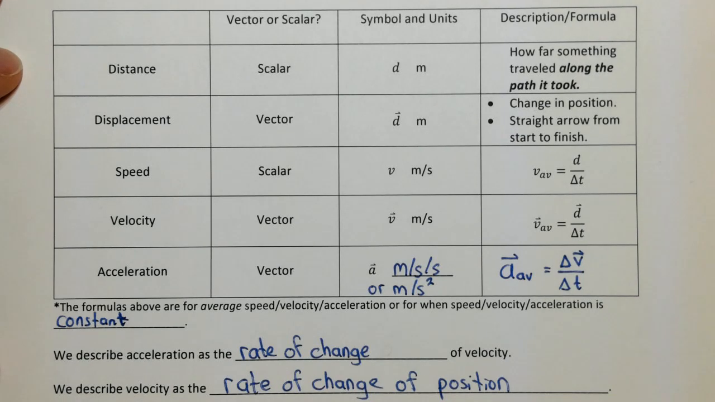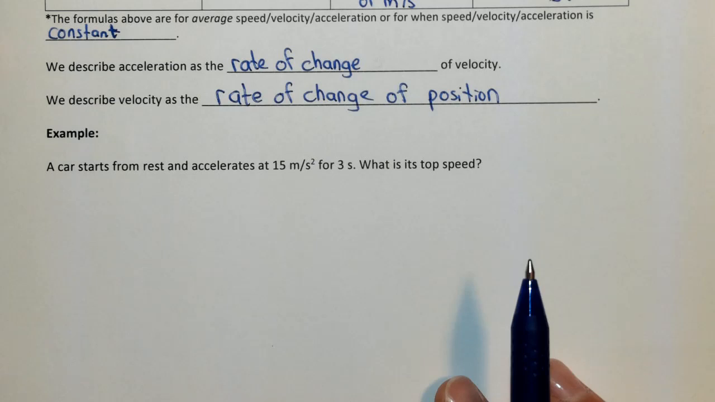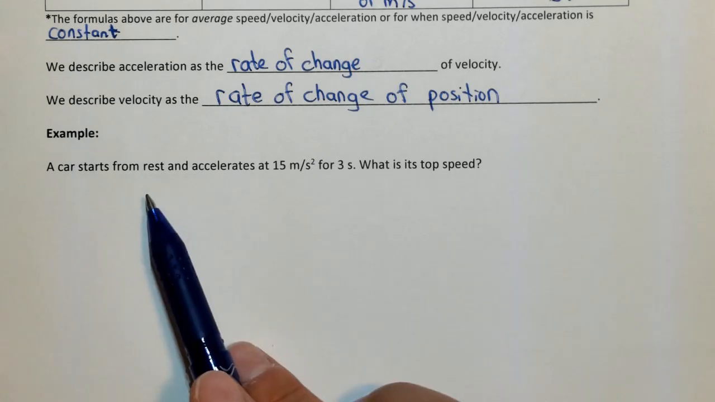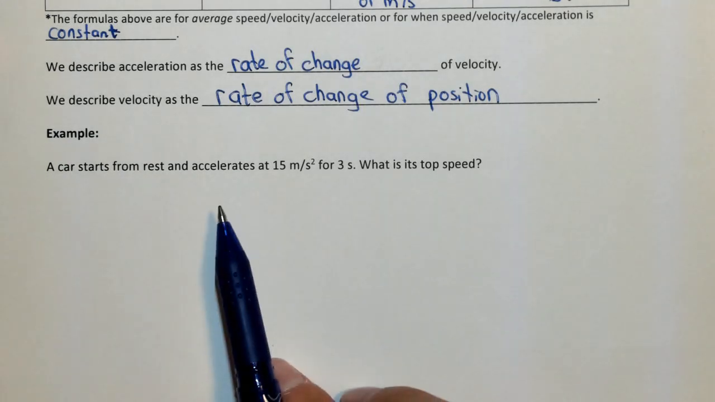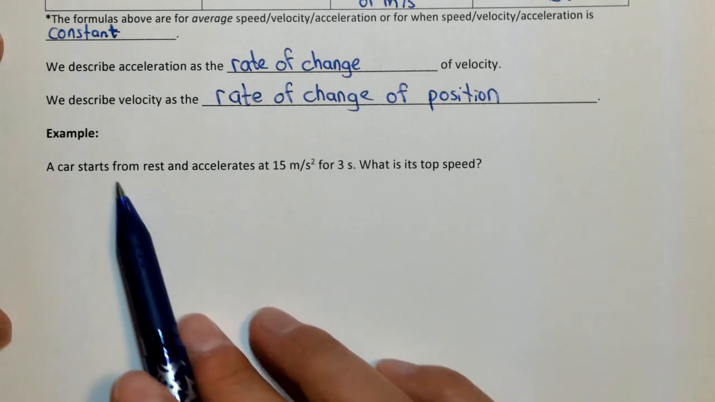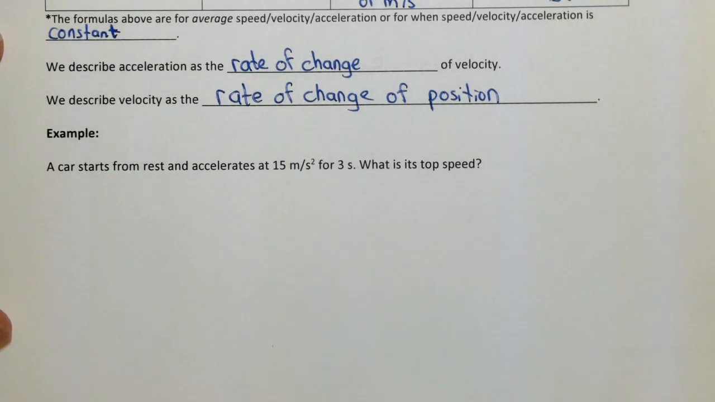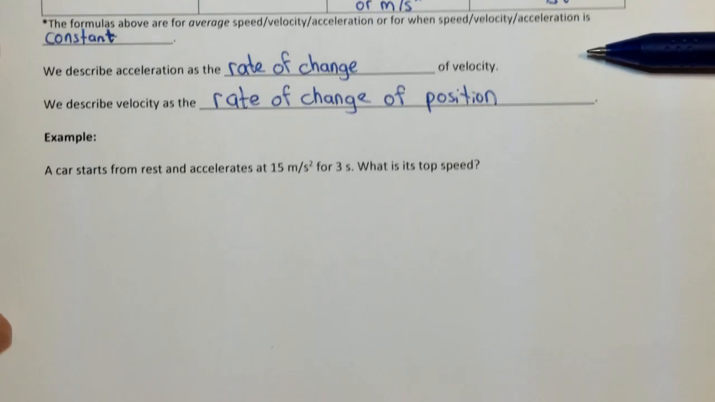Okay, so let's take a look at a problem and see how we can apply this new formula we have for acceleration to the problem. So a car starts from rest and accelerates at 15 meters per second squared for 3 seconds. What is its top speed? This is the first example we're seeing that has acceleration in it. So let's use the one formula we have that has acceleration in it. Acceleration is change in velocity over change in time.